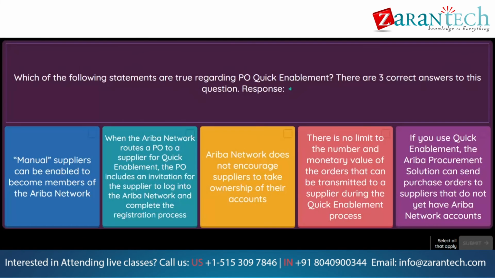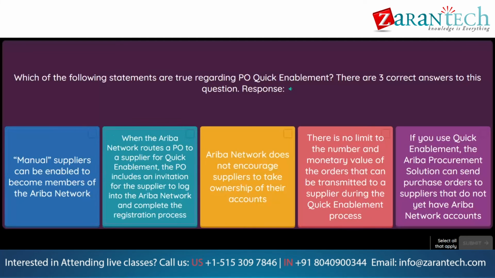Question, which of the following statements are true regarding PO quick enablement? There are 3 correct answers to this question. Response. Option 1, manual suppliers can be enabled to become members of the Ariba network. Option 2, when the Ariba network routes a PO to a supplier for quick enablement, the PO includes an invitation for the supplier to log into the Ariba network and complete the registration process.